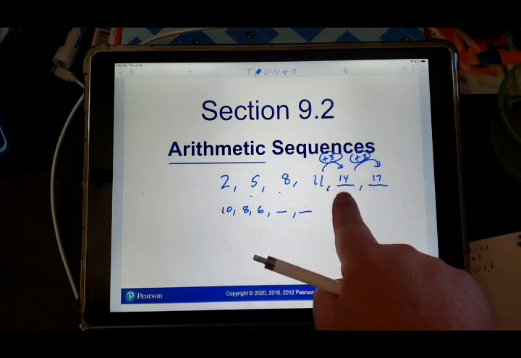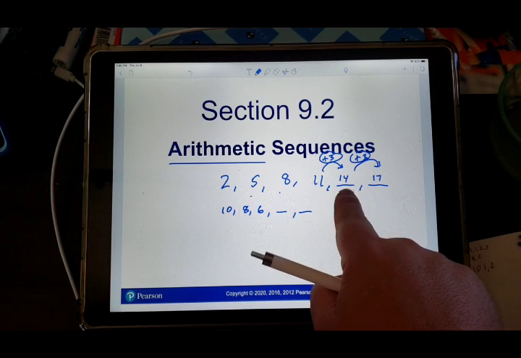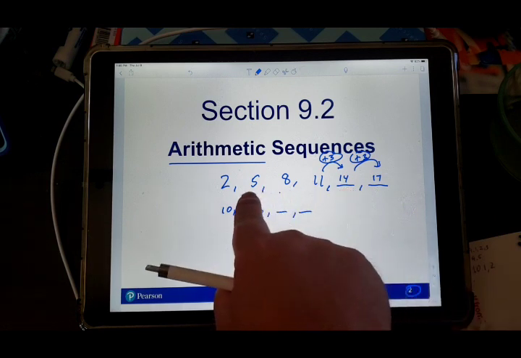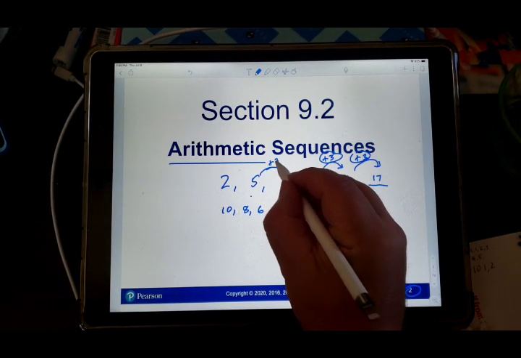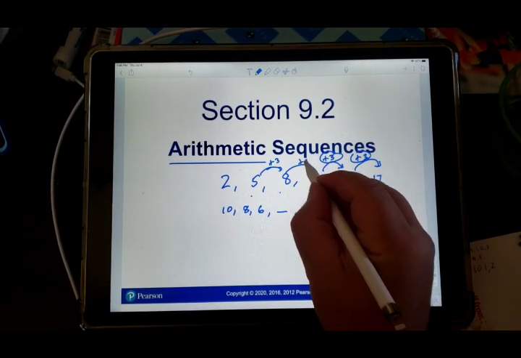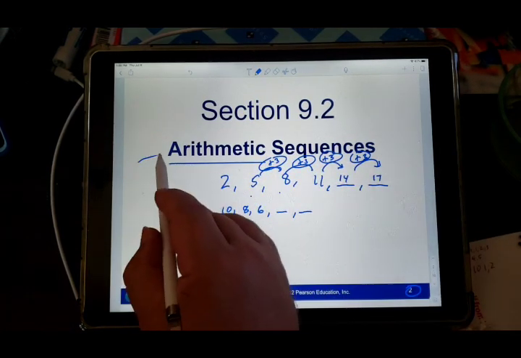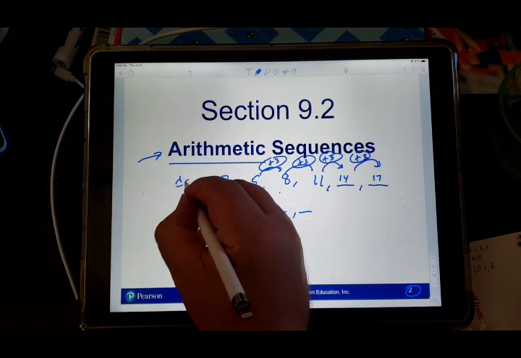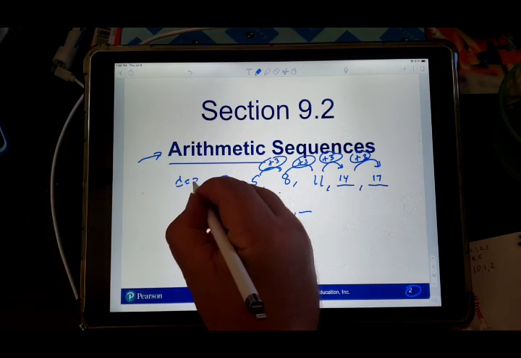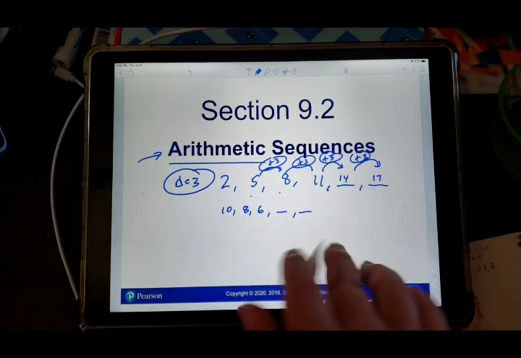The difference between n and its previous term, n minus 1. Right. If every time to find the next term I'm adding 3, then we have something called the common difference, and the sequence is arithmetic. The common difference is 3, the number that I'm adding to get to the next term.